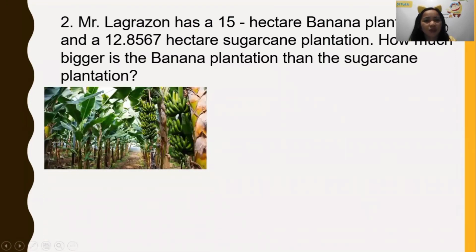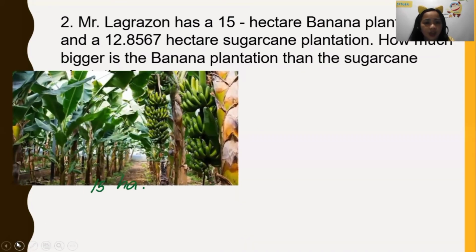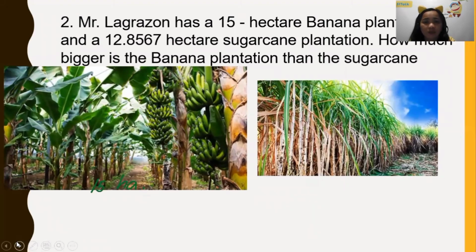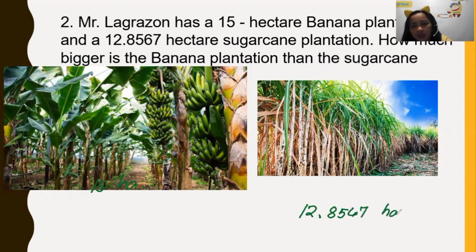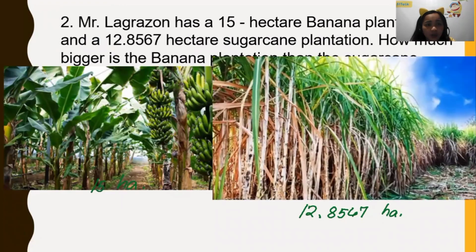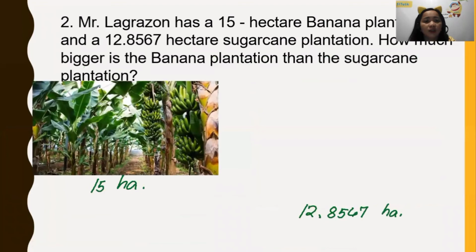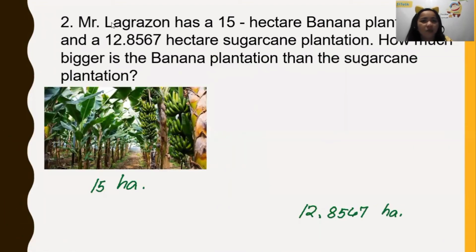Now, here, meron daw siyang banana plantation na ang pinakasukat ay 15 hectare. And then, meron din siyang, ayan, ang laki, 15 hectare. Meron din siyang sugarcane plantation, which is 12 and 8,567 hectare. So, ganun kalawak din. The question here is, how much bigger? How much bigger? Gaano daw kalaki?